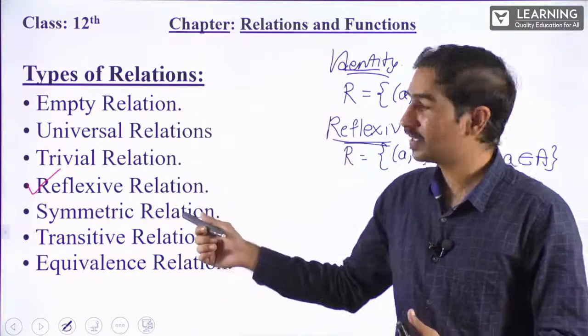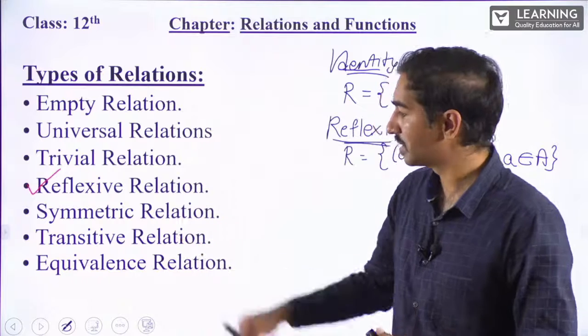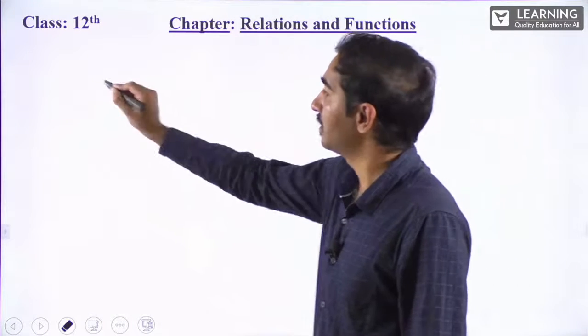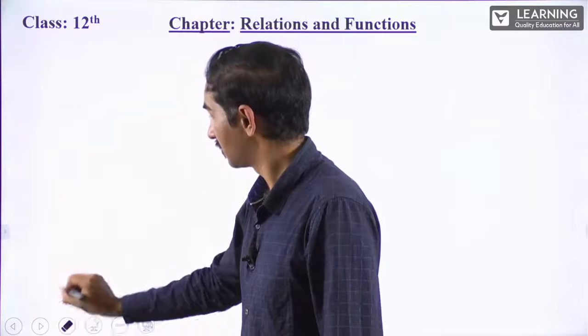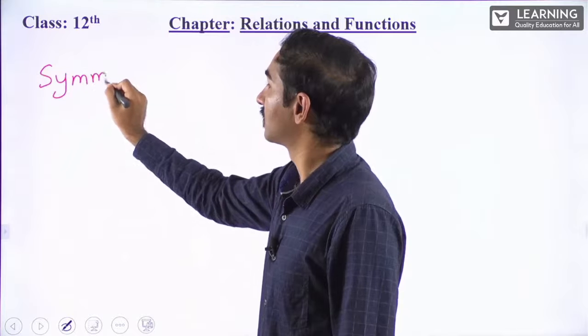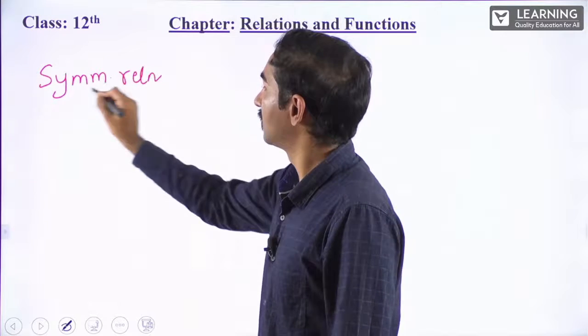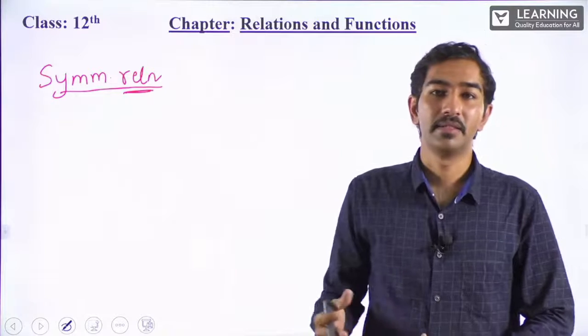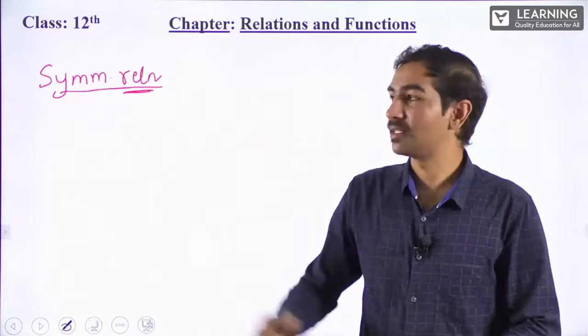The next is the symmetric relation, students. We'll start with this next. So moving on to the next one, students. The next type of relation is symmetric relations. So what is a relation again? A relation is nothing but a subset of a Cartesian product of two sets. That is called a relation.